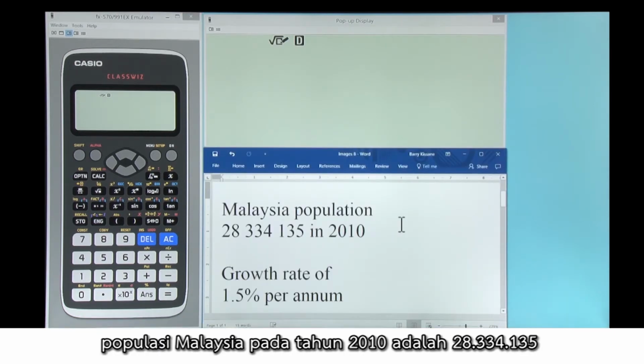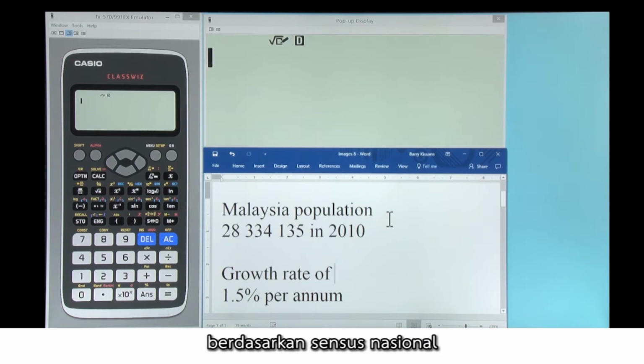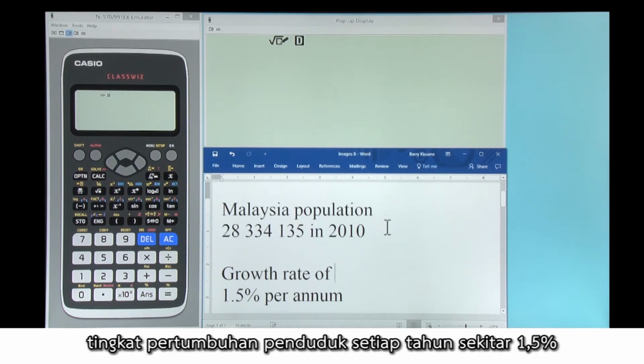The Malaysian population in 2010 was 28,334,135, according to a national census. The annual rate of growth of the population was around 1.5%.